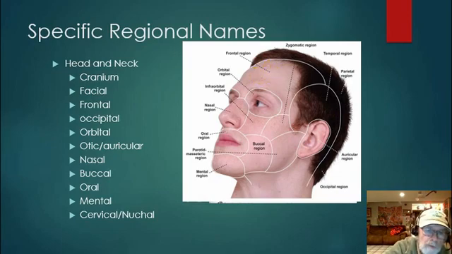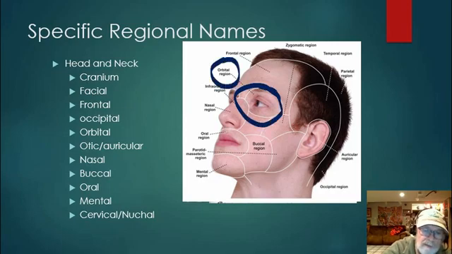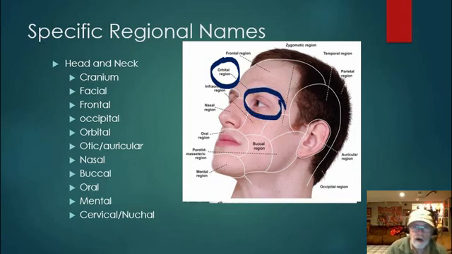Orbital. The orbital region is this area right here, around the eye. There's a muscle in there that helps to close the eye. It's called the orbicularis oculi, because it's orbital, it goes around the eye. The socket that the eye fits in the skull is called the orbit. So basically the eye socket is the orbit, and orbital means the eye region.